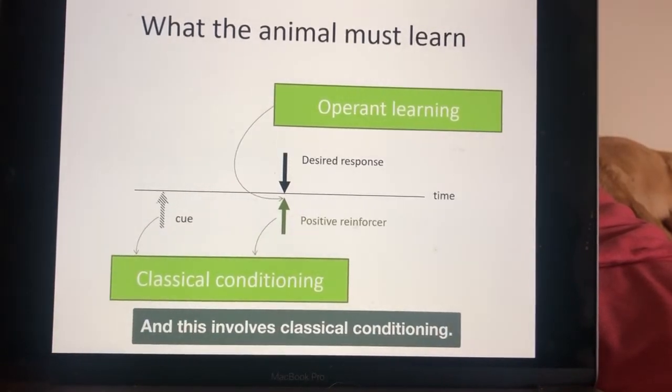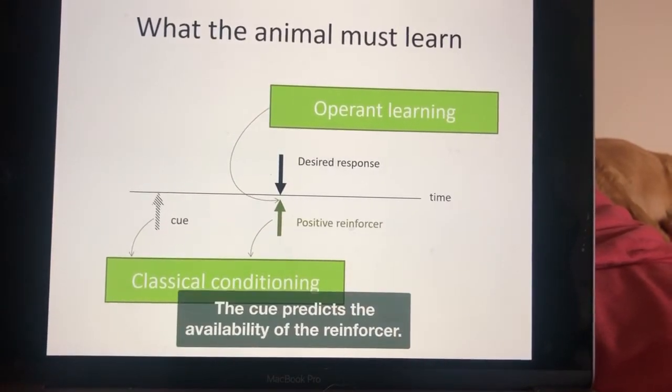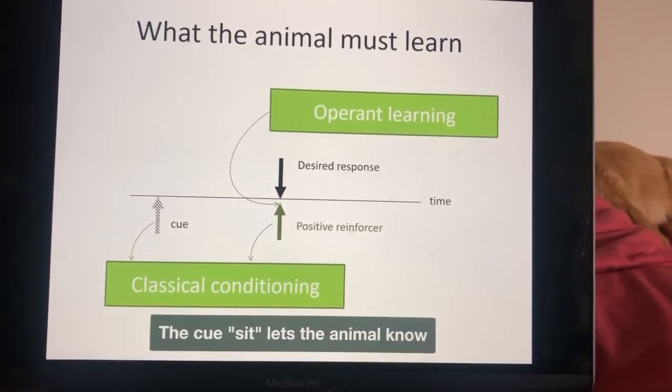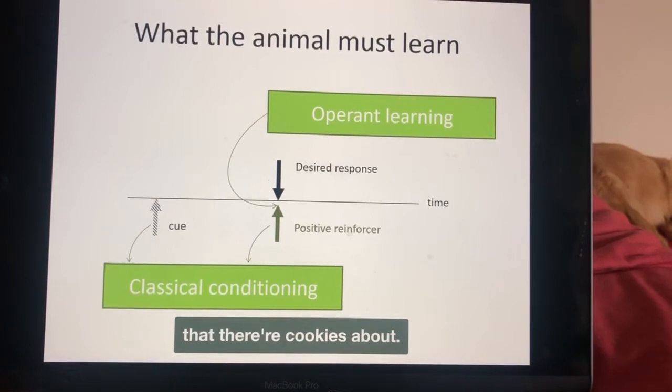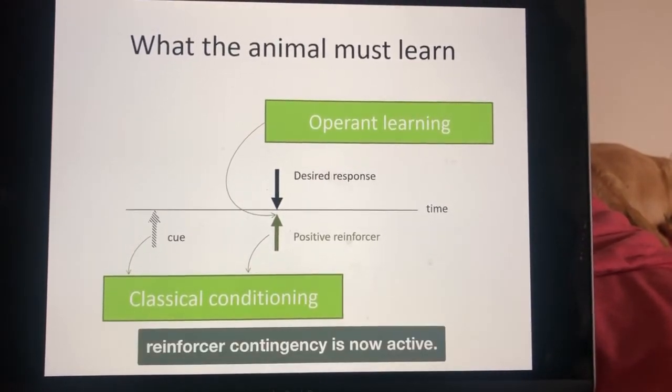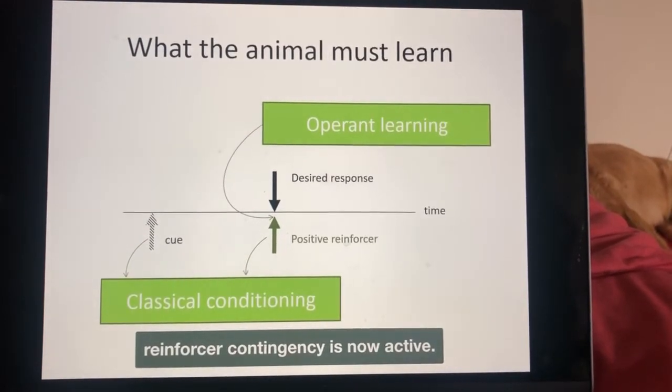And this involves classical conditioning. The cue predicts the availability of the reinforcers. The cue sit lets the animal know that there are cookies about. The cue indicates that the response reinforcer contingency is now active.